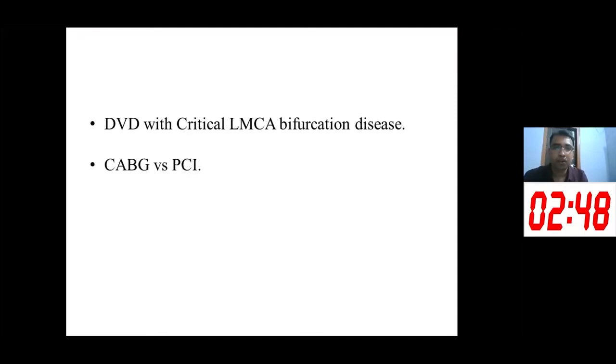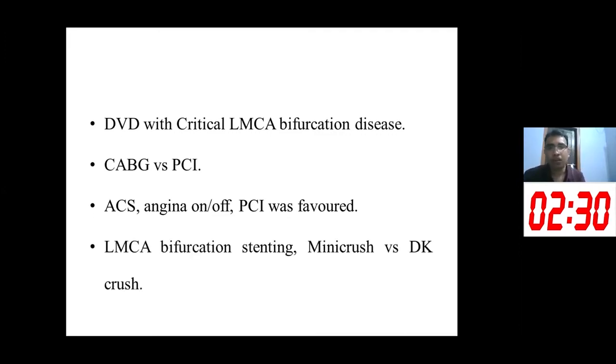Now, the question was how to treat this patient. For this type of disease, we have two options: either go for bypass surgery or go for multivessel PCI. Because of ongoing acute coronary syndrome and angina on and off, PCI was favored. LMCA bifurcation stenting can be done by the mini crush technique or the DK crush technique. But because of intermittent chest pain, the patient was in agony, so the choice of mini crush was made.